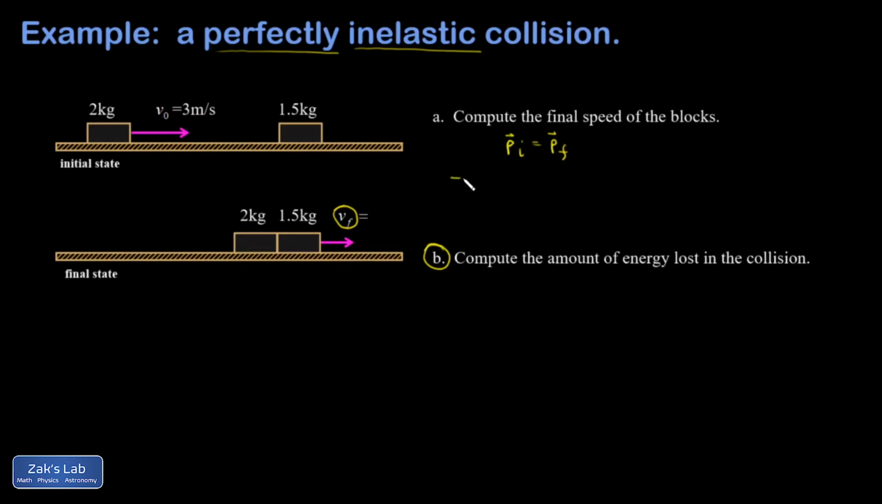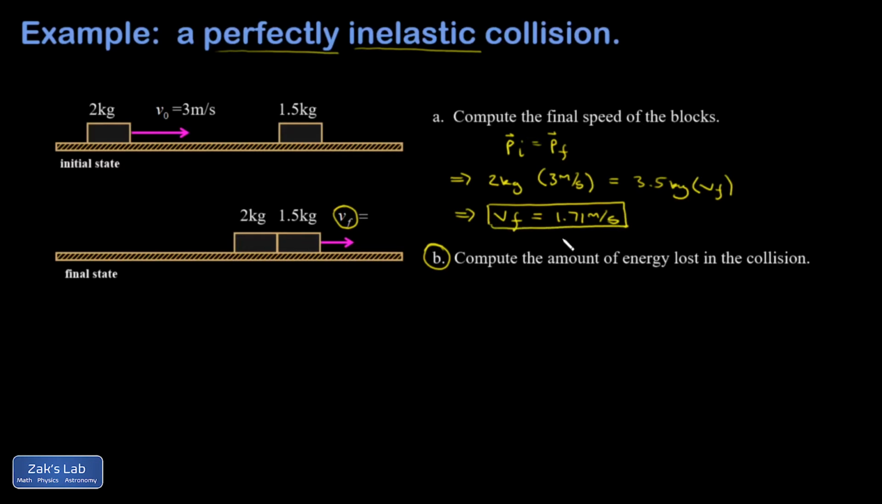So we'll look at the momentum in the initial state. And all I have is this one moving object. So that's 2 kilograms, 3 meters per second, just mv there. And then in the final state, well, these are both moving with the same velocity. So I have 3.5 kilograms moving with a final speed of vf. So solving for vf, I take 6 divided by 3.5, and I get 1.71 meters per second. So that was quick.